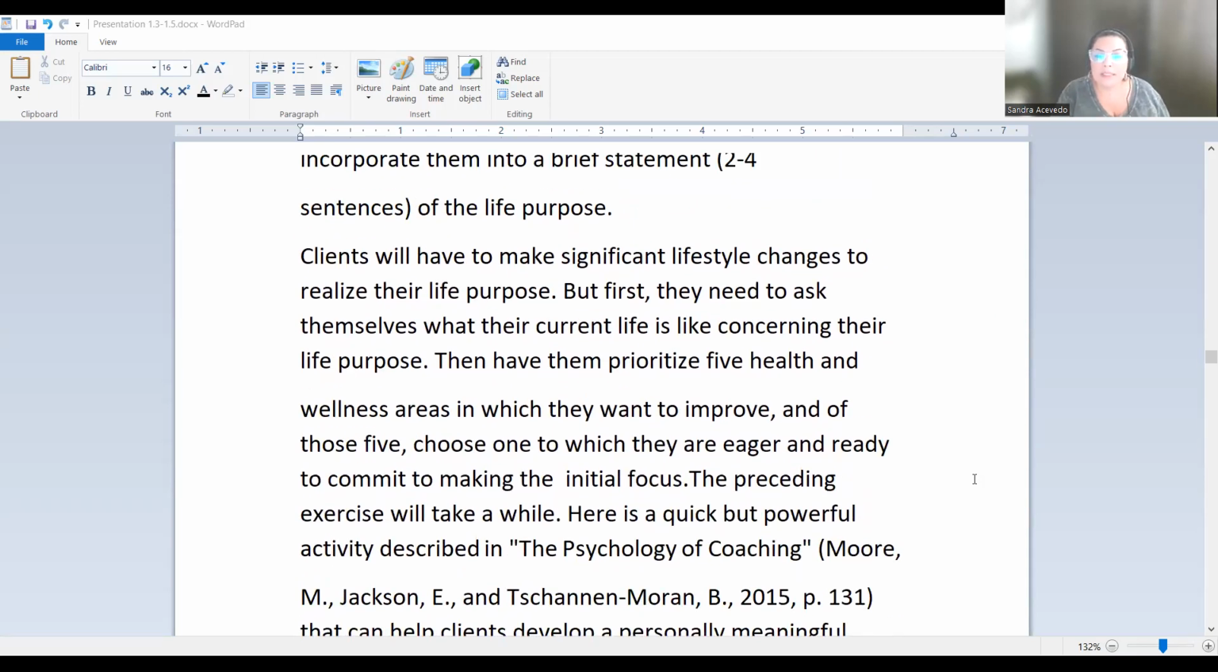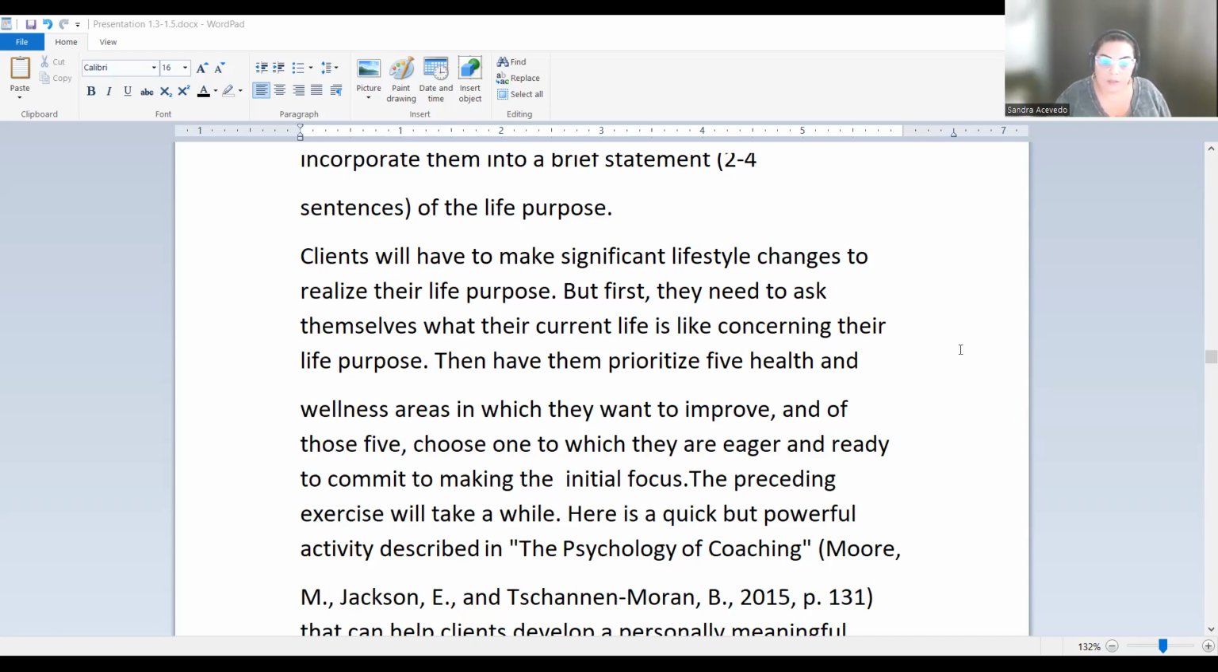Clients will have to make a significant lifestyle change to realize their life purpose, but first they need to ask themselves what their current life is like concerning their life purpose. Then have them prioritize 5 health and wellness areas in which they want to improve, and of those 5, choose one to which they are eager and ready to commit to making the initial focus.